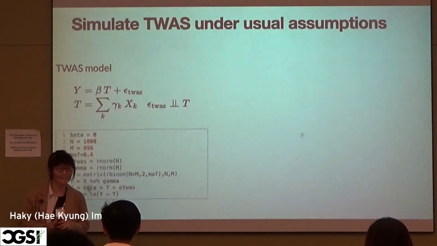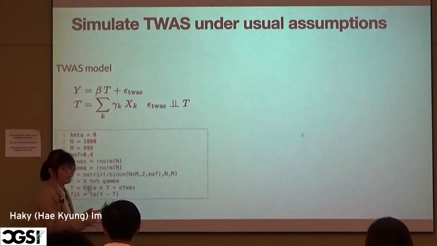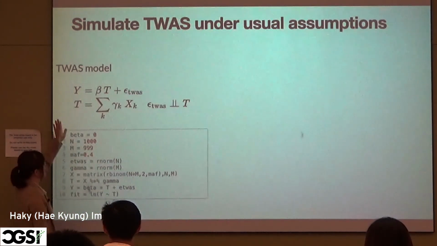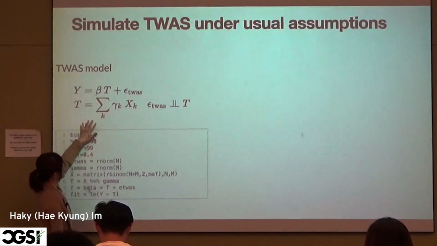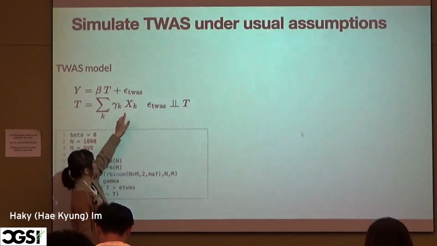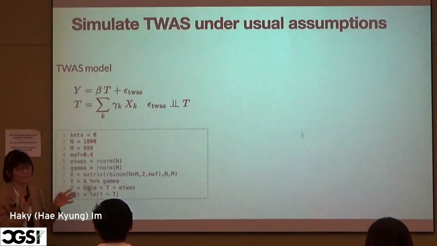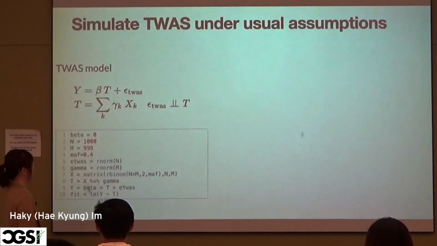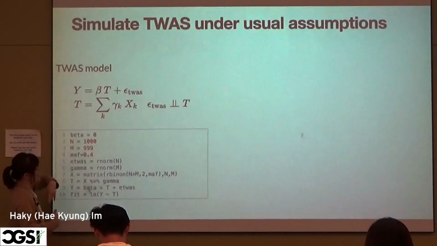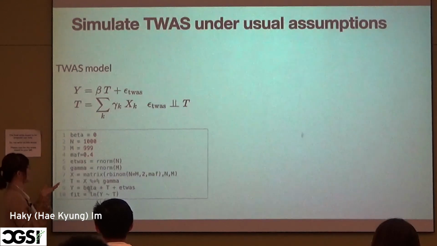So the way I learn is by doing, right? And using simulation is great because with simulations, you know the truth. So we have y, which is beta t plus epsilon, the error, and t is just a linear combination of SNPs, where epsilon and t are independent. Those are the linear regression assumptions. If you don't believe them, then you don't do linear regression. You have to be ready to accept those assumptions. Otherwise, you have to do something else.